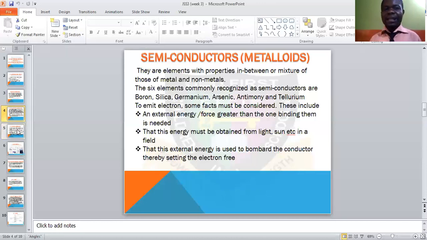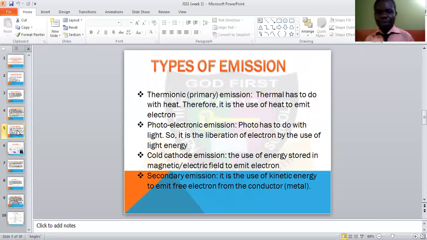Then the next thing is the types of emission. We have the thermionic emission, also called primary emission. That is the use of heat to liberate electrons. The word thermo means heat. So when heat is used to liberate electrons, it is called thermionic emission. Then photoelectronic emission. This one is the use of light.